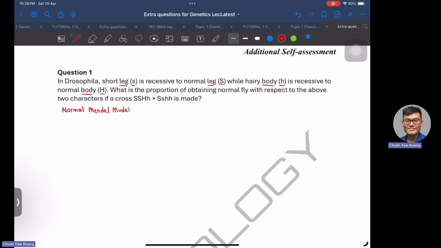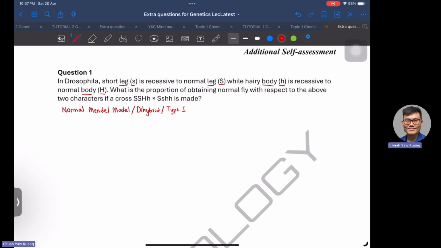All right, and then you can see over here, the cross is made between the SsHh and the ssHh here. So this is definitely the dihybrid cross, so that's why the type is dihybrid. And since this is the dihybrid cross, and it is under the normal Mendel's model, we will use the type 1 method to solve this question.